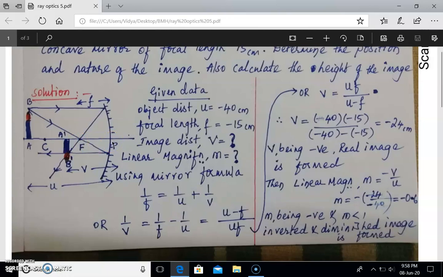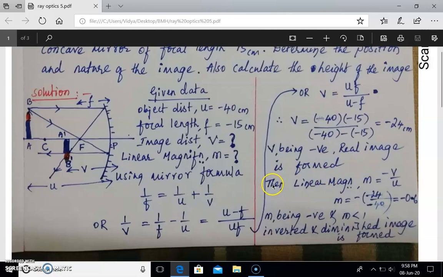So here image distance V being negative, real image is formed. If image is formed in front of the concave mirror, the image is a real image. If the image is formed behind the mirror, the image formed is a virtual image. Since real image is formed, V amounts to be negative. So V being negative, the real image is formed.